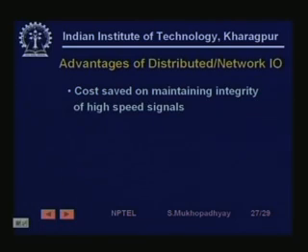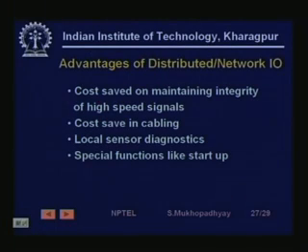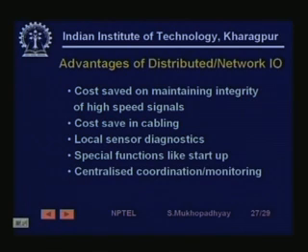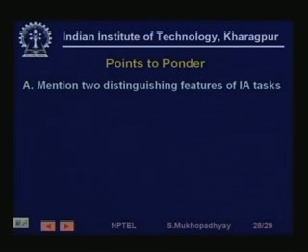The advantages of distributed network IO are well understood: cost saving on maintaining integrity of high speed signals, because of the advantages of digital communication, and the advantages of having an intelligent module near the machine. So, you can have good sensor diagnostics, fault monitoring functions can be realized without overloading the CPU, and you can do special functions like startup. So, in a sense, in such cases the PLC CPU really works like a supervisory system, and the actual control is done on the spot. So, you have better centralized coordination and monitoring.